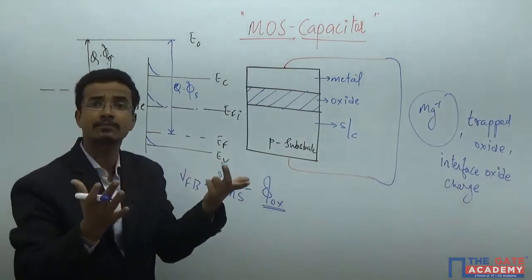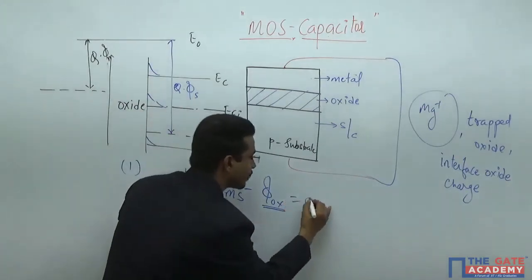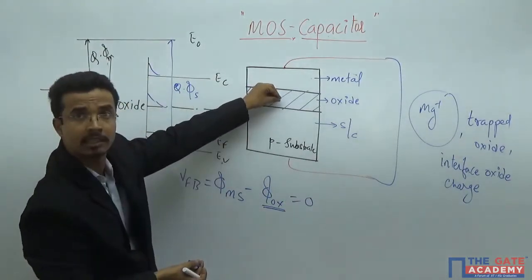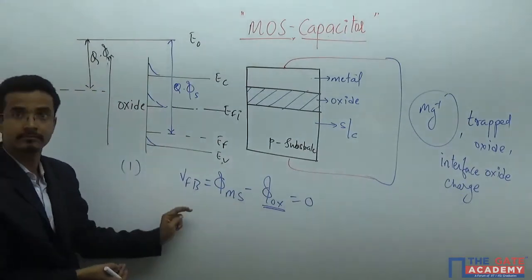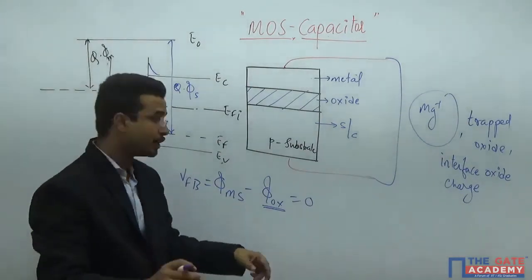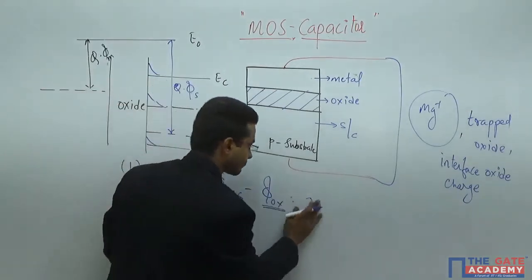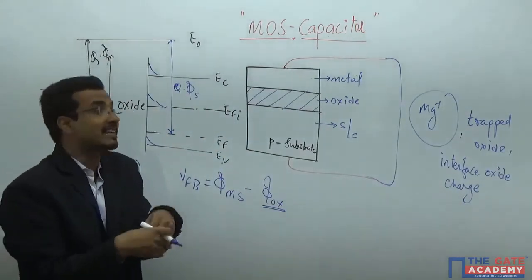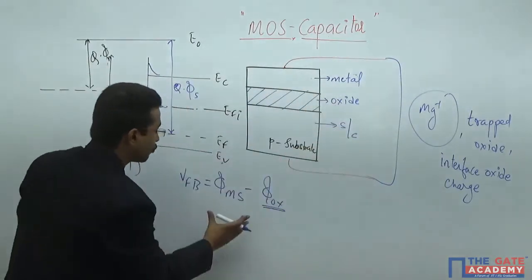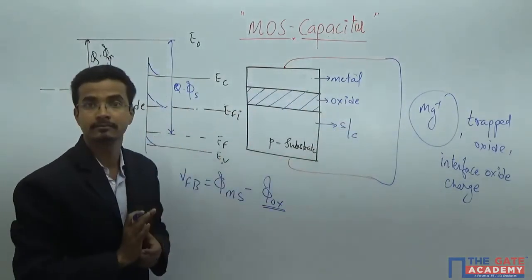In the ideal case, what will happen? This VFB will be 0 because you will neglect this oxide charge, as well as the work function difference between the metal and semiconductor. But if that is not ideal, you will take care of this. That means before starting the behavior of this device, you have to add this voltage externally.